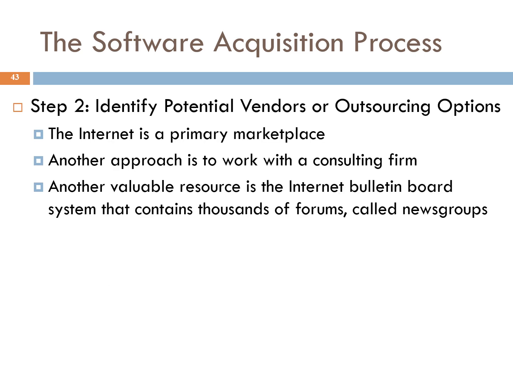The second step is to identify the potential vendors or outsourcing option. So how to identify? Of course, the internet is the primary marketplace. You need to search over the internet. Another approach is to work with a consulting firm. So the firm will do the work and negotiate with you. Another valuable resource is the internet bulletin board system that contains thousands of forums or news groups, so you can ask and discuss with the forums and news groups that are available over the internet.